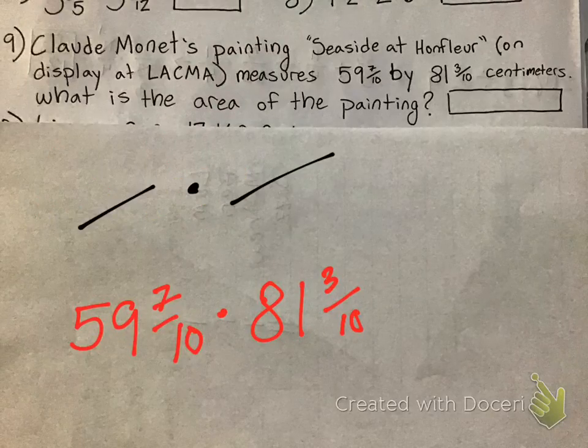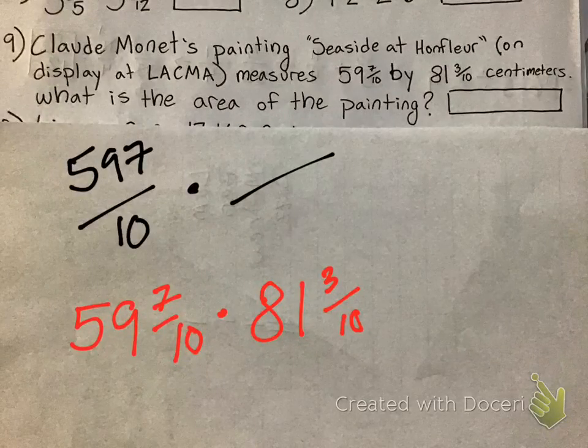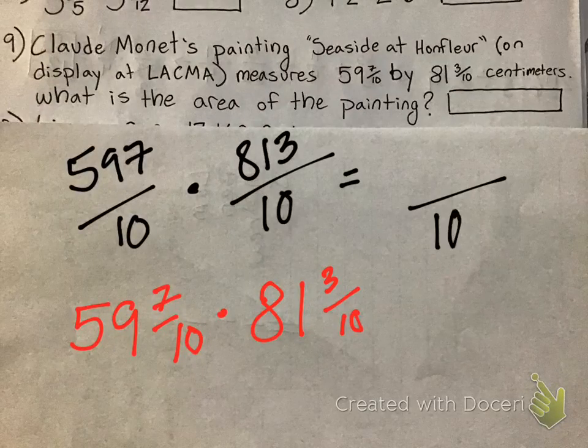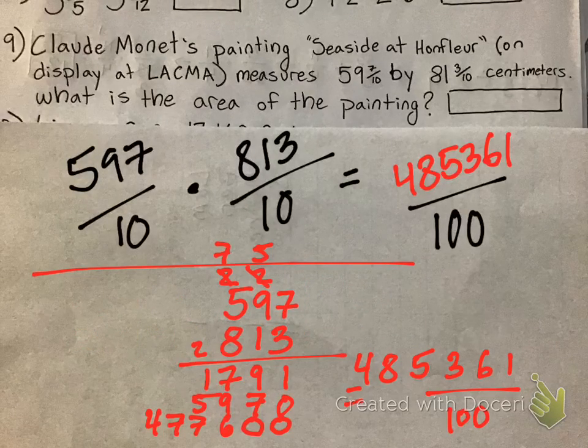Jasmine, what is 59 7/10 as an improper fraction? 597 over 10. What is the next one, Oswaldo? Perfect, 813 tenths. Now, I know I can't cross cancel anything because neither are divisible by 2, 5, or 10. So I simply have to multiply across. All I know is at the bottom, I'm going to get 100. At the top, let's do that together. When we multiply, this is what we get.